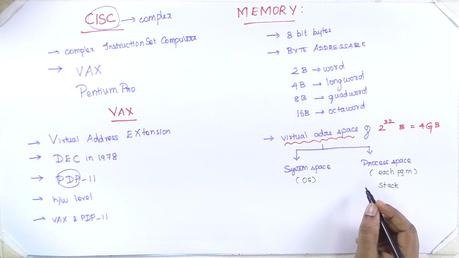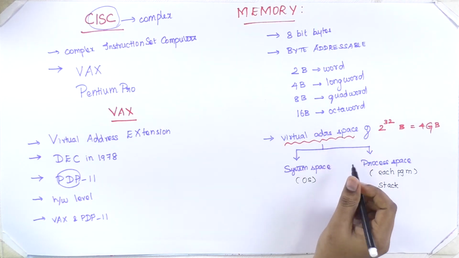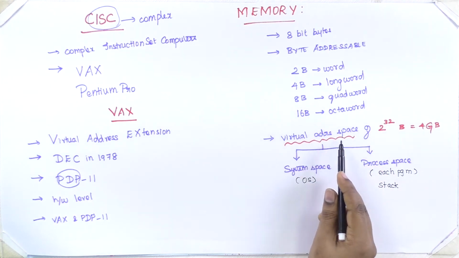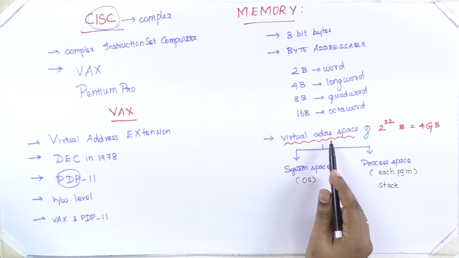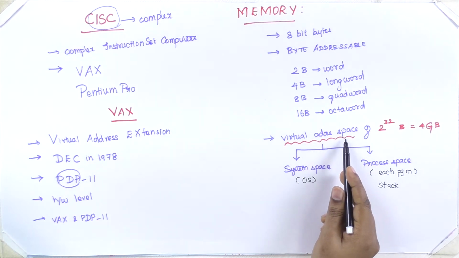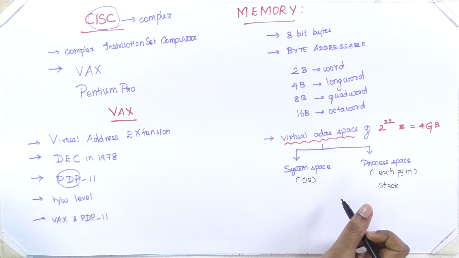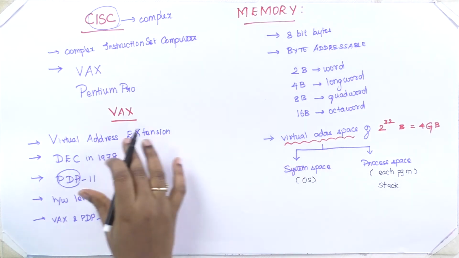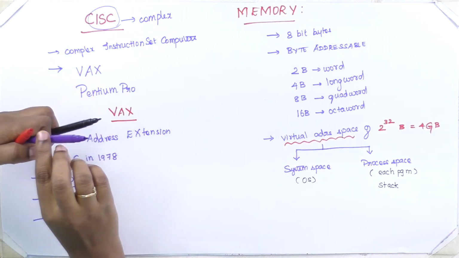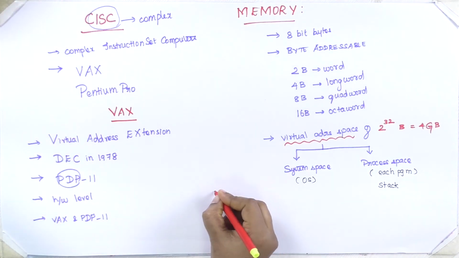Virtual memory allows programs to operate as though they had access to extremely large memory regardless of actual memory. So this is all about the memory feature available in VAX architecture. Next, registers.